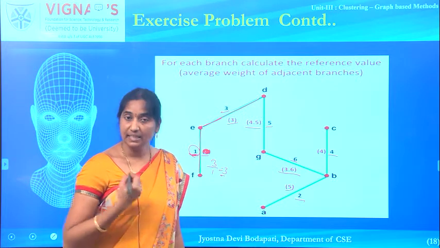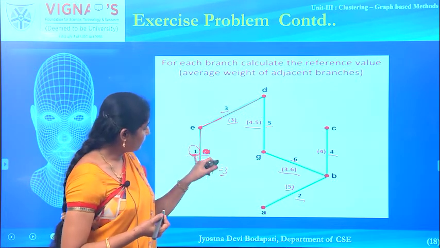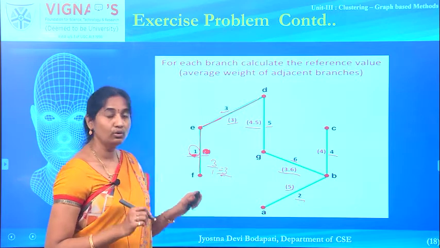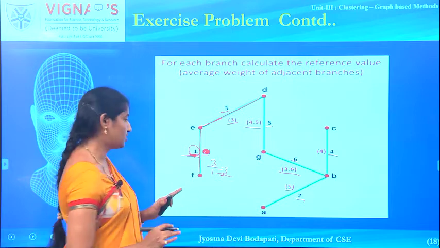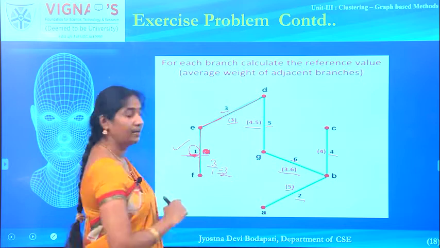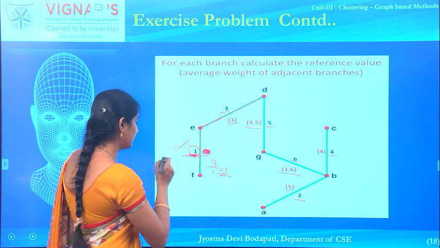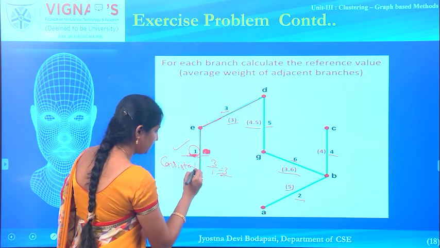And is it an inconsistent edge first of all? How do I check that? If the edge weight is greater than this reference value, then only we can call it an inconsistent edge. It's not an inconsistent edge, so you need not remove this edge. You can retain this edge. This is a proper edge; for your understanding, it's a consistent edge.